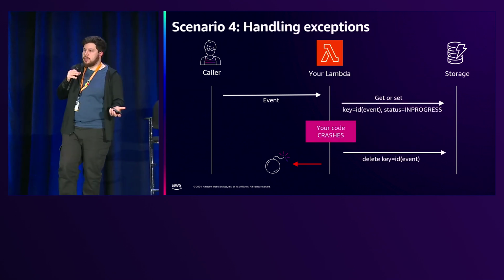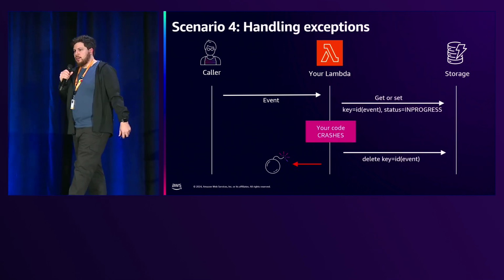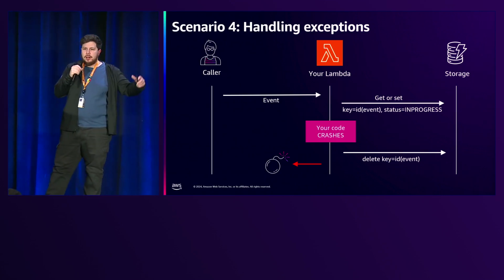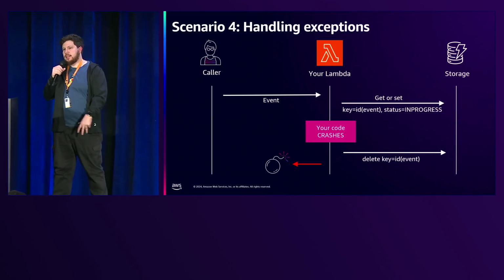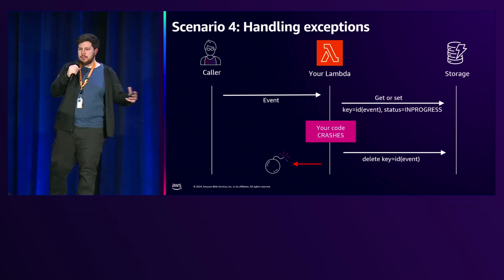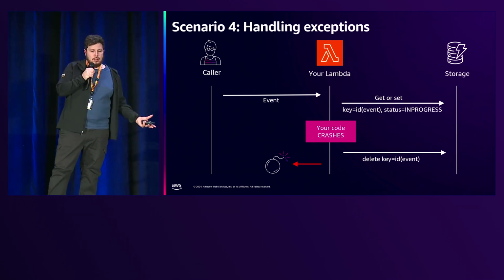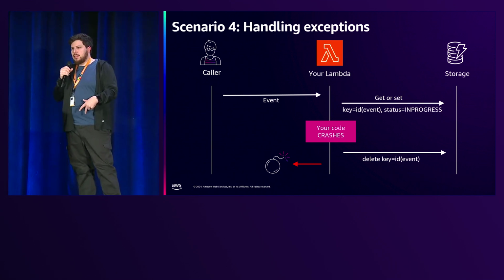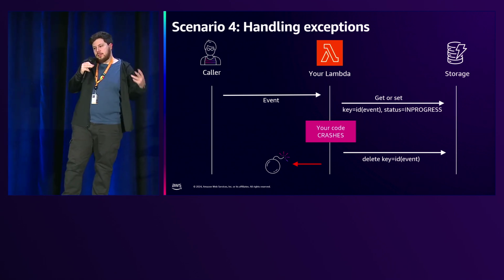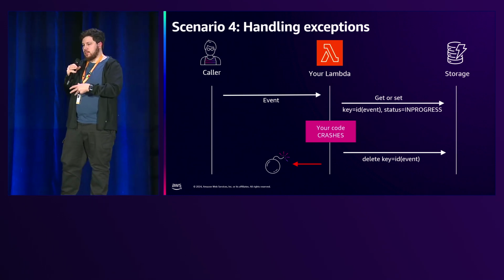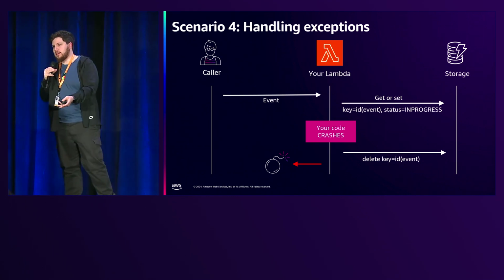What happens if your code crashes? So your Lambda function raises an exception. Maybe your lock is now in an inconsistent state, because before it was in progress, your Lambda threw an exception. What the idempotency utility does is it wraps your function, notices that you're raising an exception, and deletes the lock so that the subsequent request will be accepted as a new one.